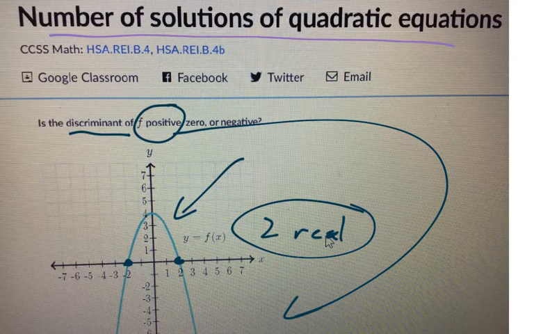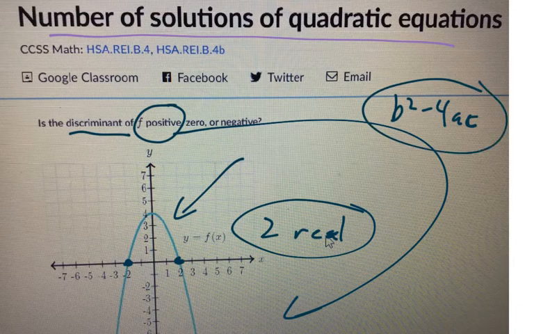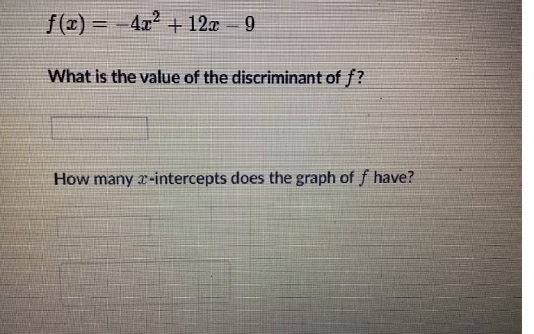Whenever you get a positive, we're talking about the b squared minus 4ac, right? The square root part of the quadratic formula. Whenever you get a positive number, you know you could take the square root of that positive number. You're going to do a plus and minus with that positive number. Hence, you're going to have two answers. See how simple and basic that is, guys? All right, let's look at another one.